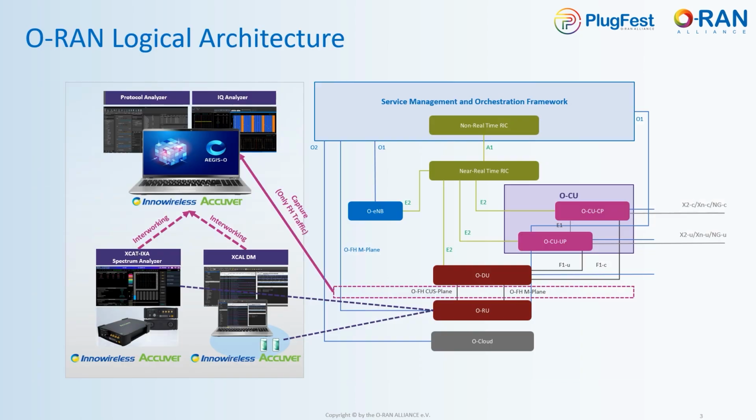This page shows the logical architecture. You can see EasySO at the top left. EasySO is the product name of our solution for ORAN. It collects real-time traffic data from the interfaces of RU, TU, and CU, and performs detailed analysis of each interface and protocol. EasySO is orchestrated with XCAL-DM and the spectrum analyzer, which is named XCAT-IXA.